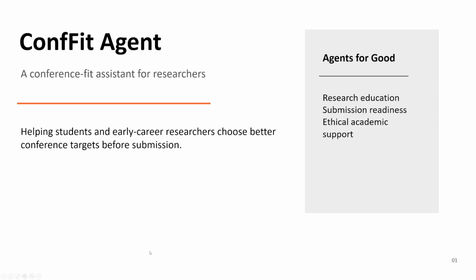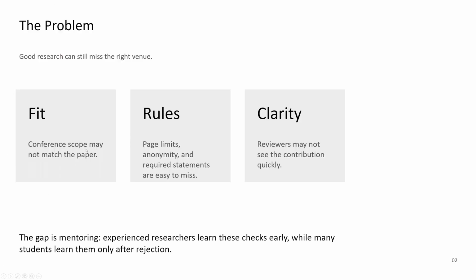Okay, so the agent which we will be discussing today is the Conference Fit Assistant, or ConFit in short, which can be used by researchers, especially students and early career researchers, to find better conference targets before submission. There are mainly three points which this paper tries to cover, and the first one is fit.